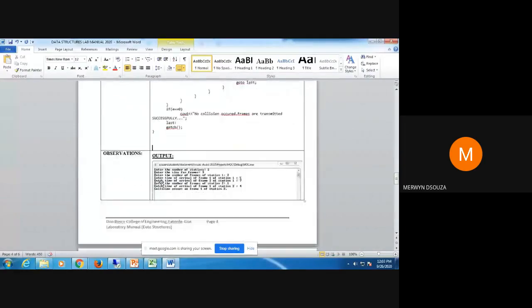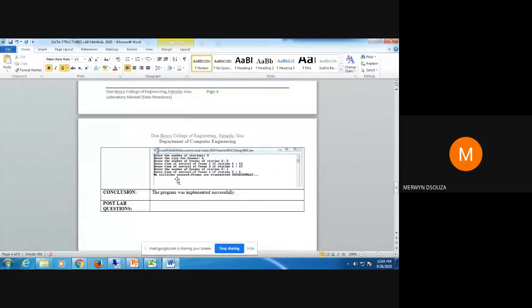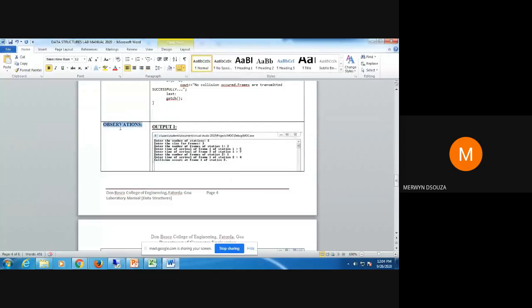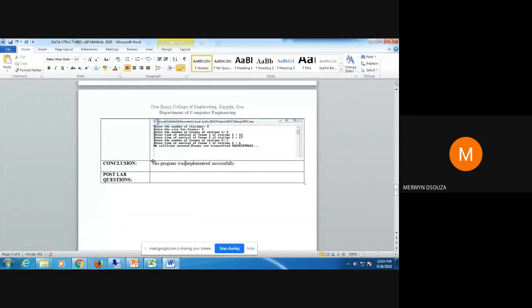Then paste your first output, call it output 1. That will be the output of your stacks. Take a screenshot, put it there. Then below that, paste your second output of the queues program, call it output 2. That should come under observations. Output should come under observations. Then in the conclusion, you can leave it as it is, or you can write that the program for stacks and queues was implemented successfully.